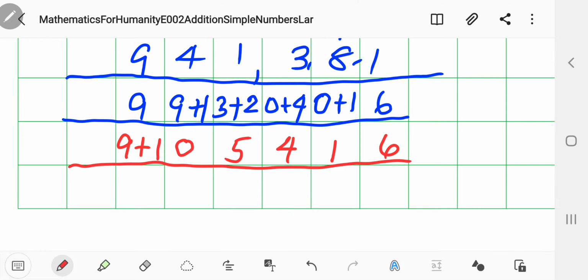So this is 6, 1, 4, 5, 0. 9 plus 1 is 10. So your answer would be 1,005,416. Let's go to the next one.